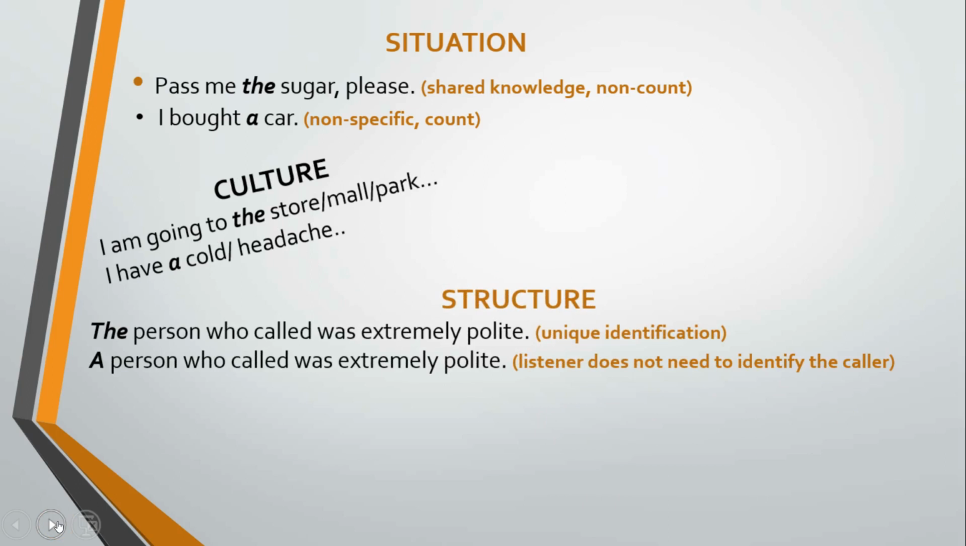We can also use this article according to its structure. So in the first case, the person who called was extremely polite. This is a unique type of identification. Out of so many people that called, this person that called was extremely polite. Okay, so we're trying to identify this person in a unique way. A person who called was extremely polite. The listener doesn't need to identify the caller. There's one person who was extremely polite, and that was it.